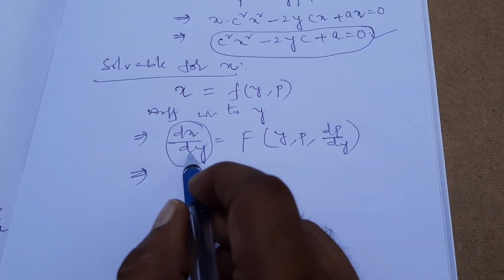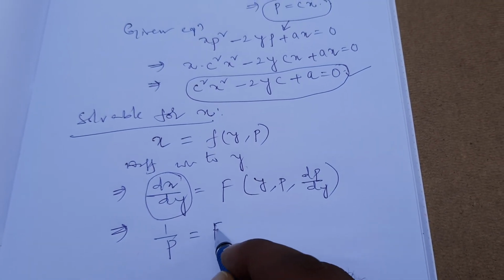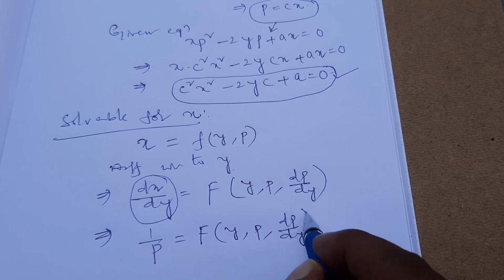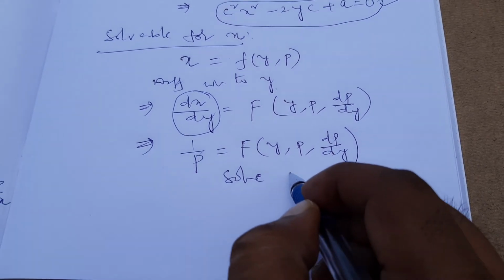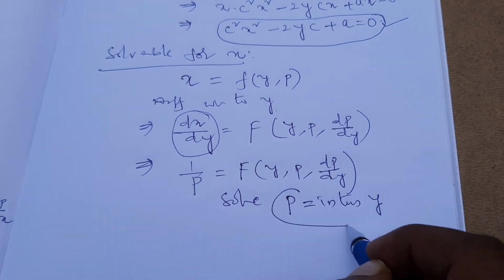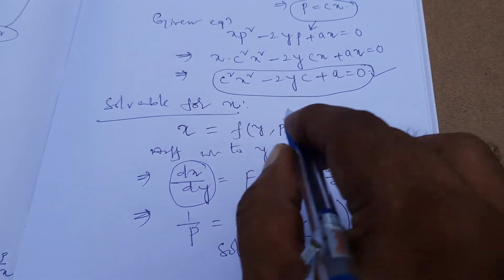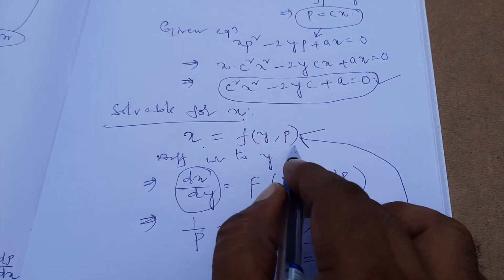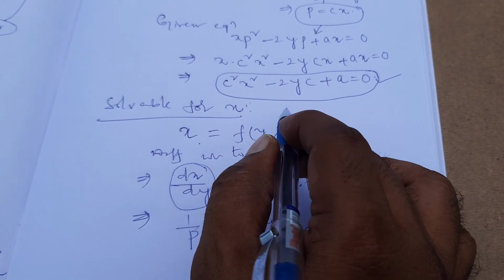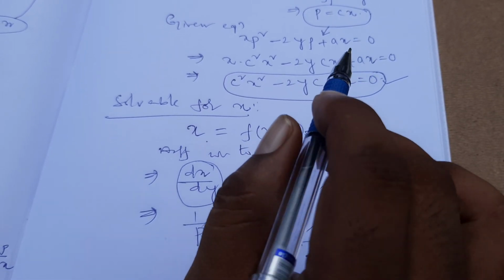In this model, p is nothing but dy by dx, so dx by dy means 1 by p is equal to f of y comma p comma dp by dy. Then solve this equation and you will get the p value in terms of y. After getting p in terms of y, replace it in the given equation x equal to f of y comma p. This is the model solvable for x, and these models are exclusively for the IIT JEE point of view, not for the board exam point of view.